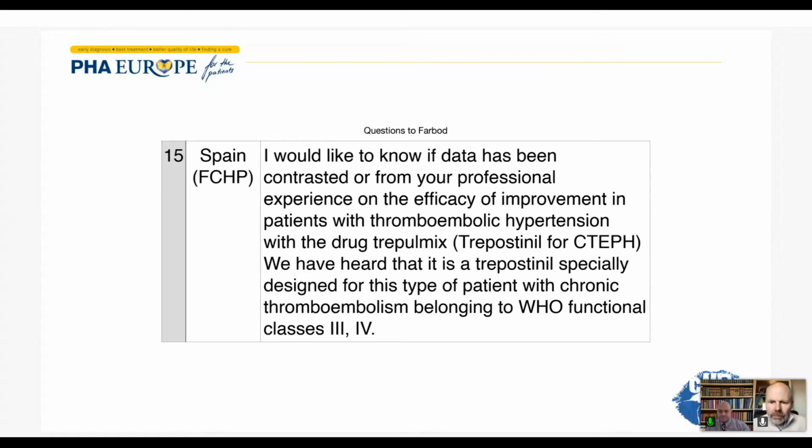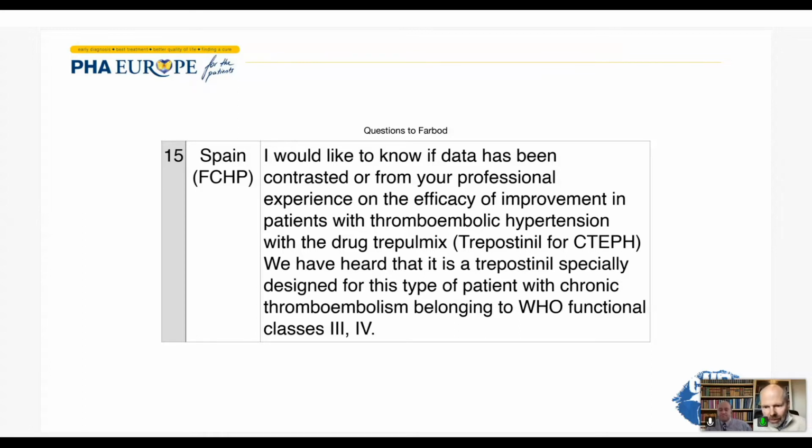Question number 15 from Spain. I would like to know if data has been contrasted, or from your professional experience, what efficiency of improvement there is in patients with thromboembolic hypertension with a drug, treprostinil, for CTEPH. We have heard that it is treprostinil especially designed for this type of patient with chronic thromboembolism belonging to World Health Organization functional class 3 and 4.